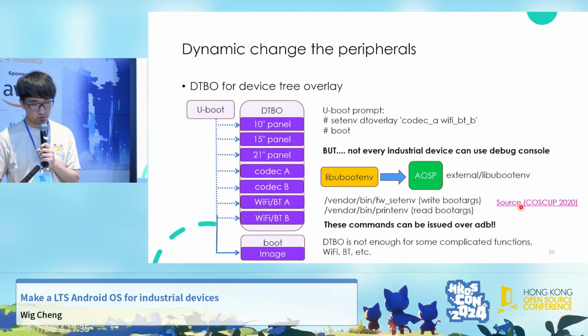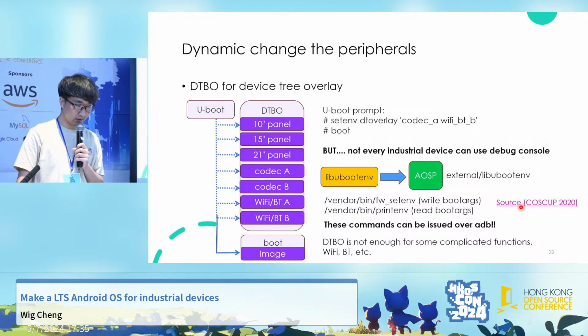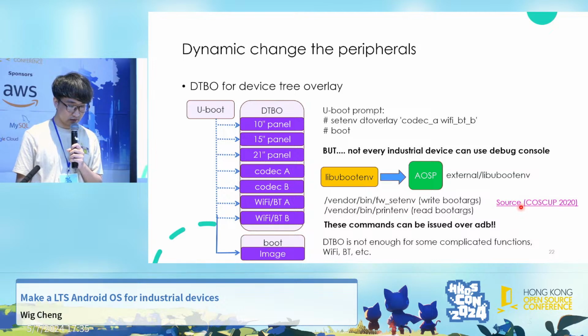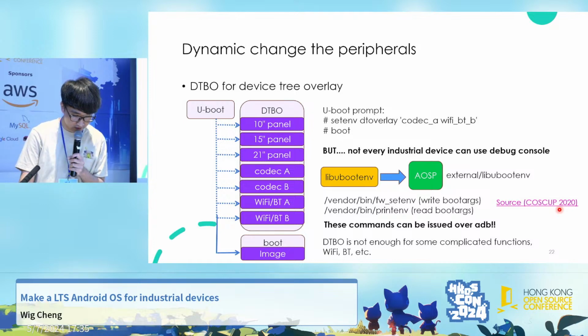Okay, so we have a solution to overcome that. I call it the dynamic change peripheral solution. Solution one is to adopt device tree overlay. Actually, it's very complicated, so I made a solution on Android before and presented it at HKOSCon 2020. If you are interested, you can click the link to see the detail. I can just make a simple introduction here.